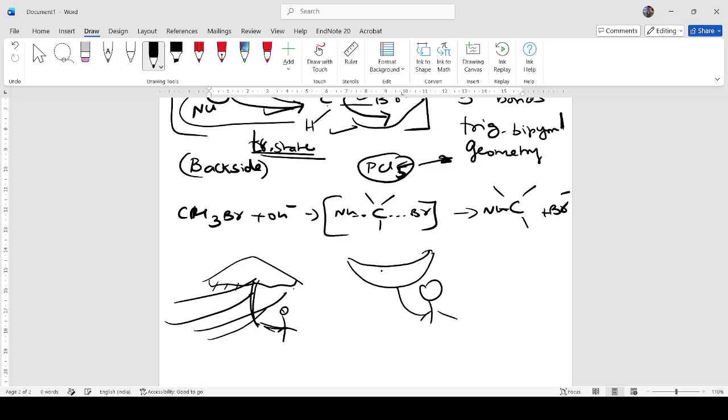Have you seen it? Have you come across this inversion? Inversion of the umbrella. Yes, ma'am. The same typical, realistically it's not an umbrella, just for an understanding, they are saying. So the umbrella upsided itself.